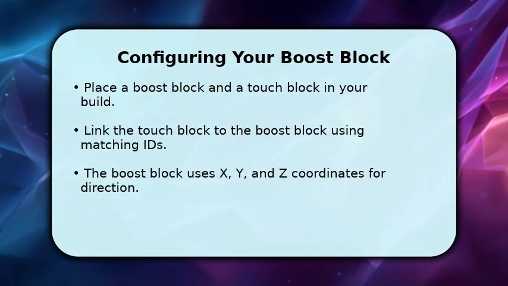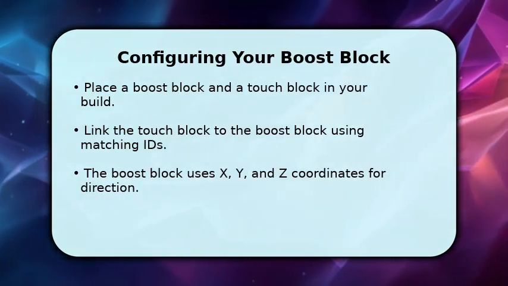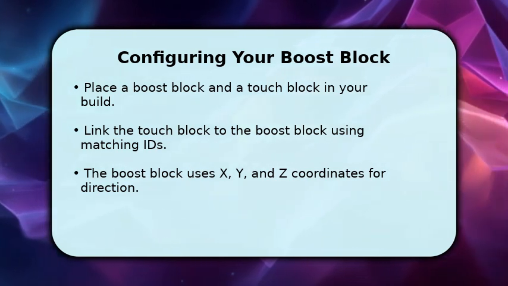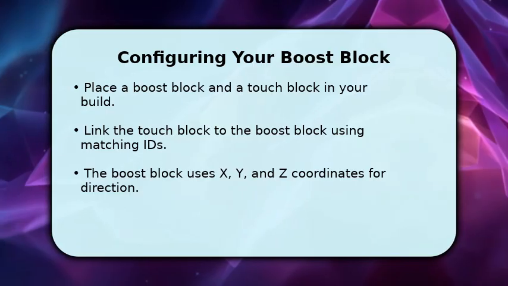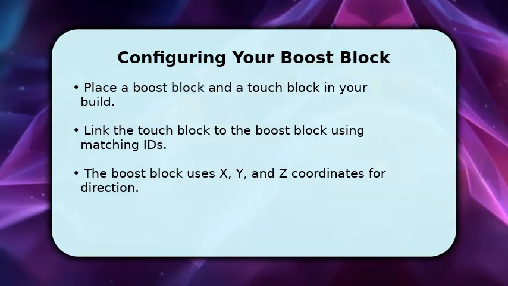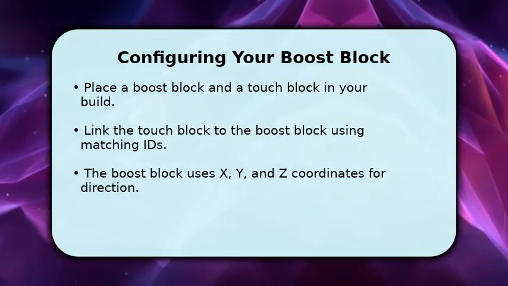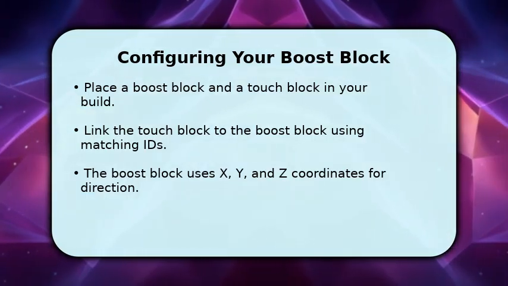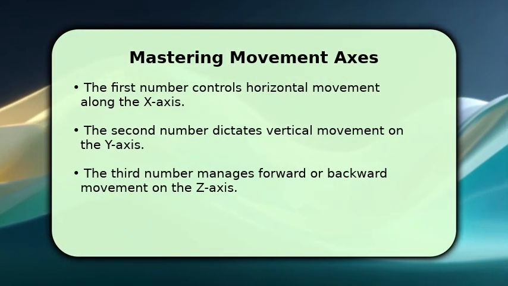To begin, place both a boost block and a touch block in your map. You must link these two by assigning them identical identification numbers. The boost block features 3 input fields representing the X, Y, and Z axes, which control the direction and strength of the movement. Understanding the axes is key.